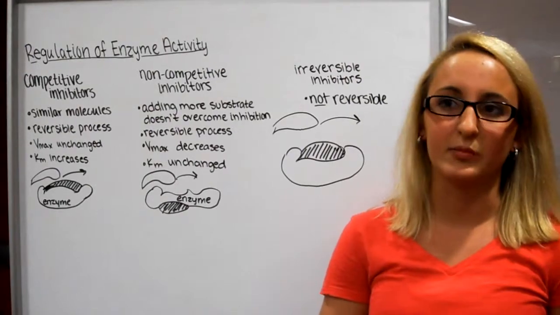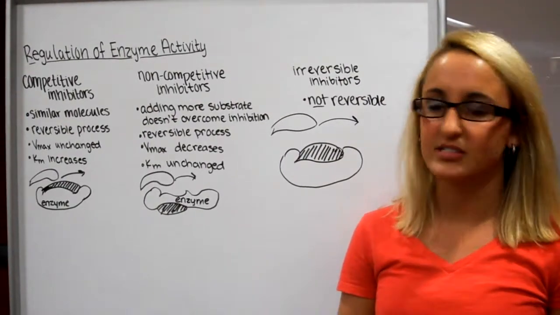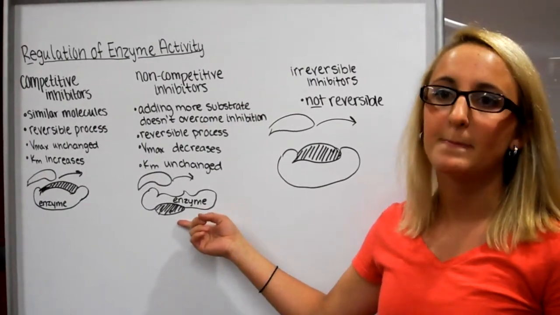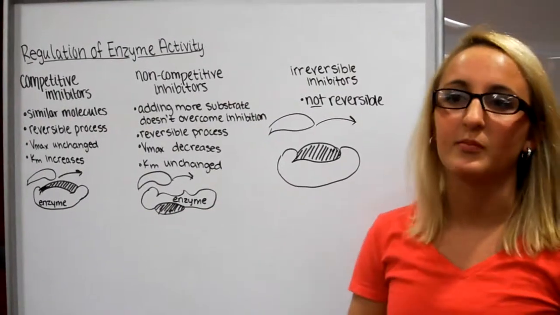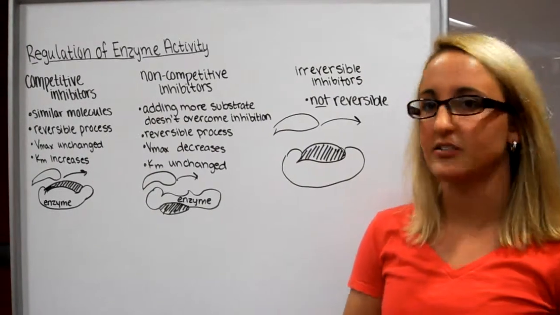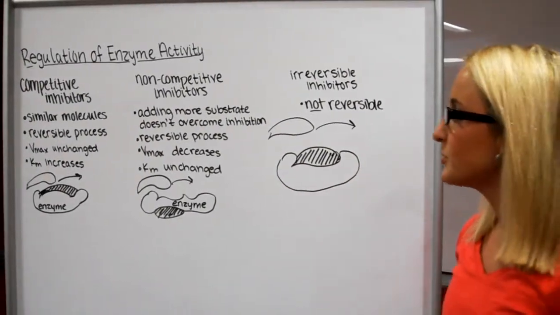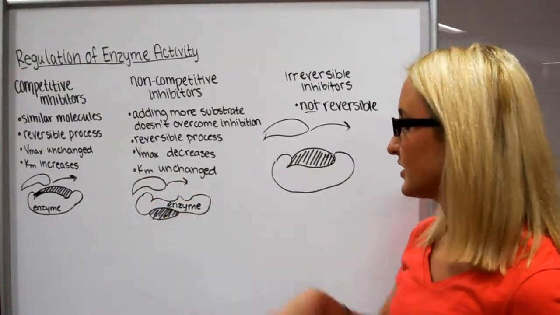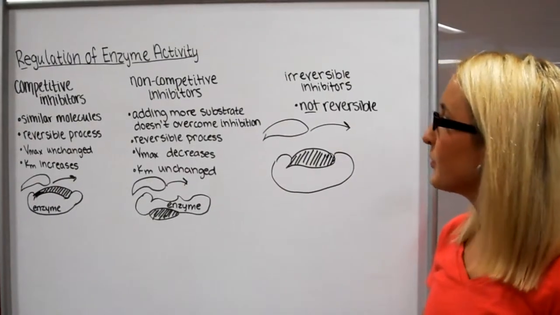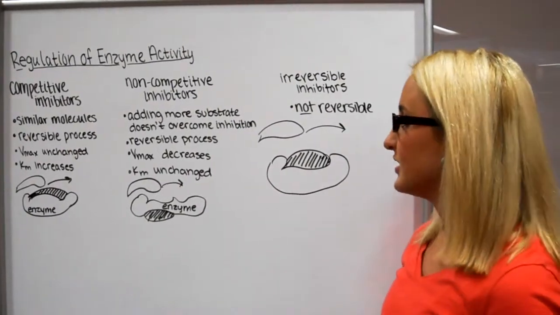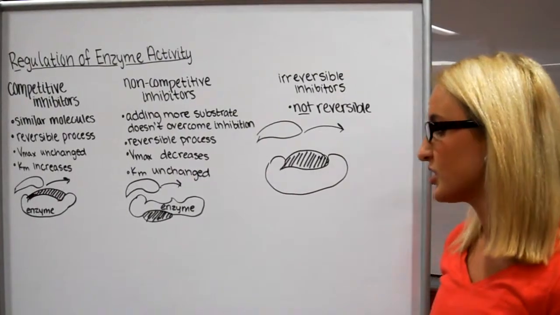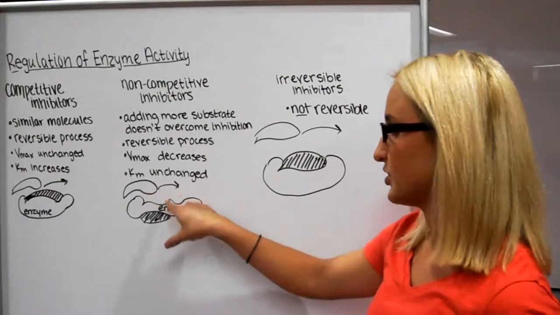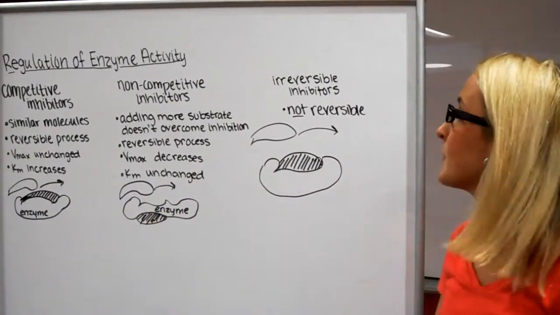Next are non-competitive inhibitors, which don't compete for the same active site. Instead, they bind to a different site, changing the conformation of the enzyme, making it less active or inactive. It's important to know that adding more of the substrate doesn't overcome the inhibition, so you can't add more of this substrate to fill in the entire new shape. The process is reversible. The Vmax decreases and the Km remains unchanged. So here, because something else binded to the enzyme, it changed its shape, and now this substrate won't fit and it has to move on.